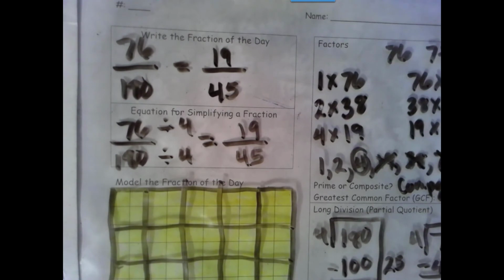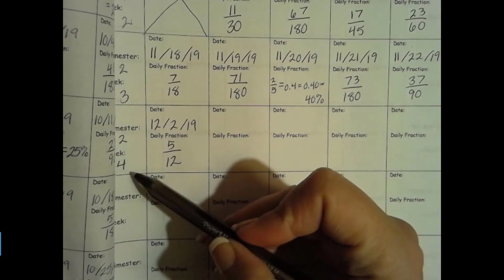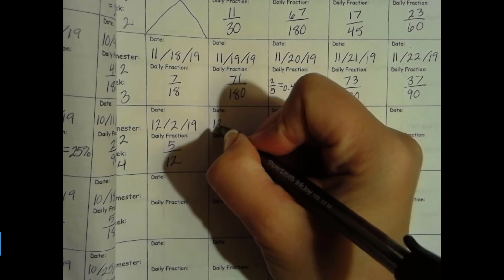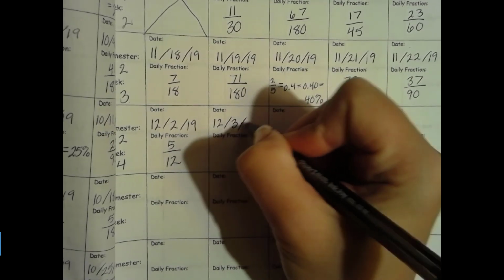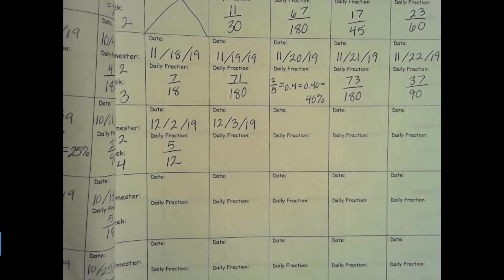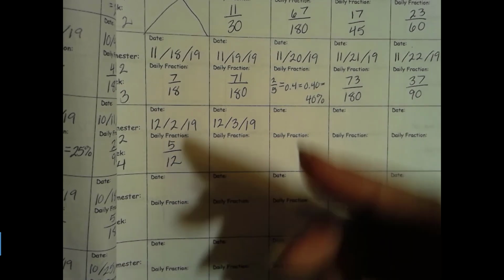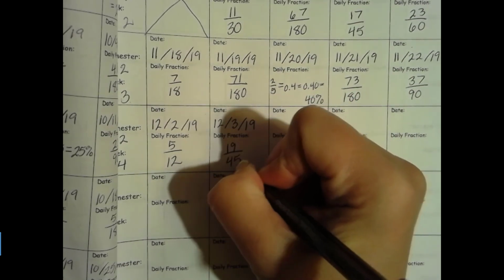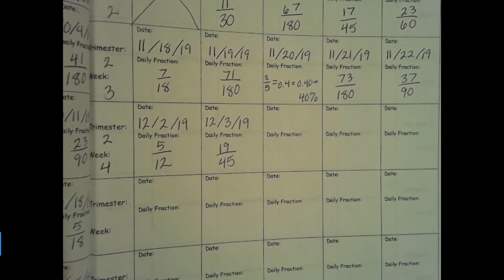All right, let's go ahead and fill in our data collection page. Okay, we're on trimester 2, week 4. Today's date is 12/3/19, and our fraction for today is 19/45. Okay, let's go ahead and get out our number line.